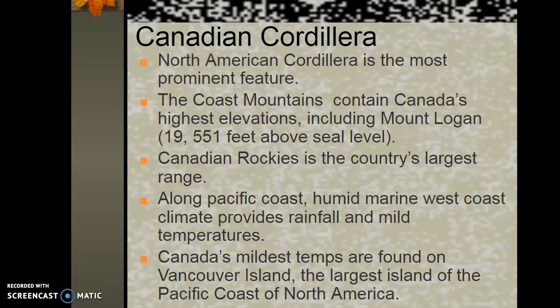Along the Pacific coast, we have a humid marine west coast climate that provides rainfall and mild temperatures. Canada's mildest temps are found on Vancouver Island, which is the largest island of the Pacific coast of North America.